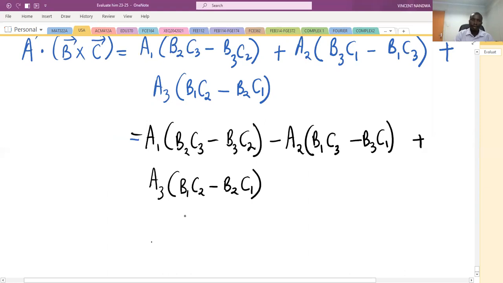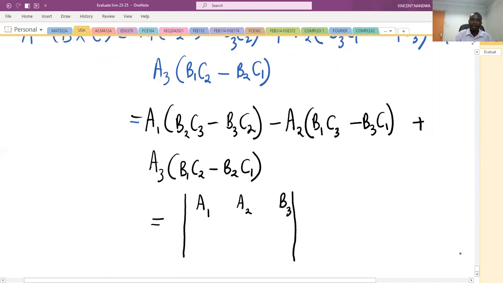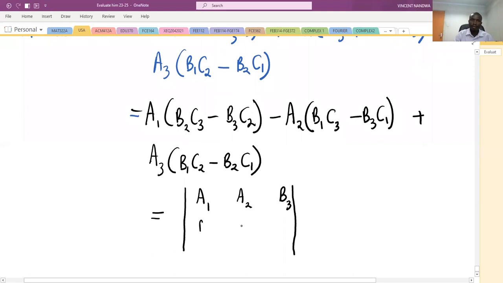And you see this is nothing but the determinant A1, A2, A3, and then B1, B2, B3, C1, C2, C3. So that's the result for that given problem.